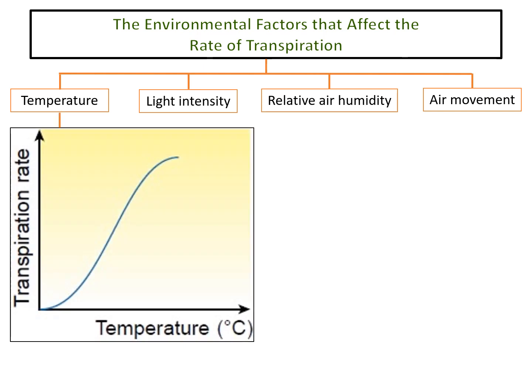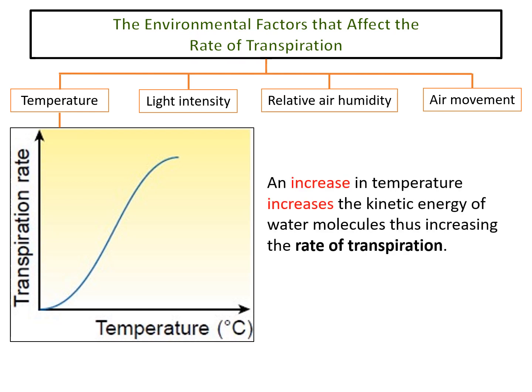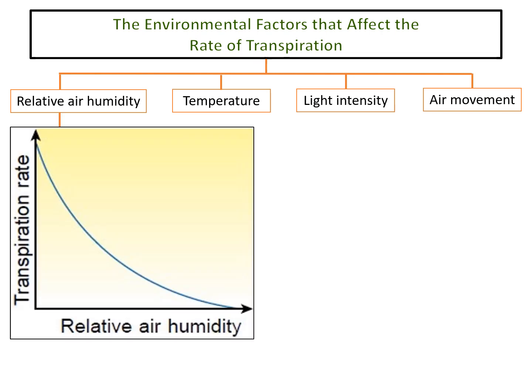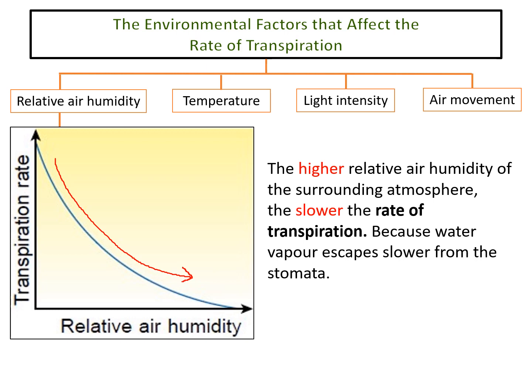Temperature. From the graph, we can see that when the temperature increases, the rate of transpiration also increases because the kinetic energy of water molecules is increasing. Relative air humidity. From the graph, we can see that when the relative air humidity increases, the rate of transpiration decreases. The graph is going down. Okay, because when the relative air humidity increases, water vapor escapes slower from the stomata.